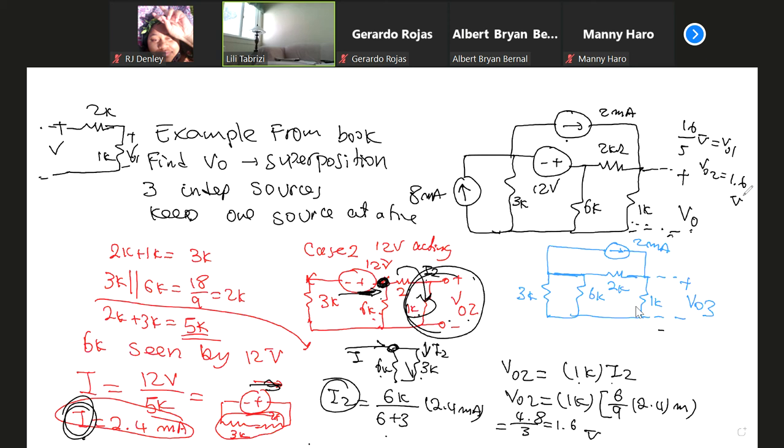So let's do case number 3. This one actually took more time because I'm doing more circuit analysis with it rather than showing superposition. Superposition is basically one source at a time. The rest is just circuit analysis. Okay, so let's go to case number 3.